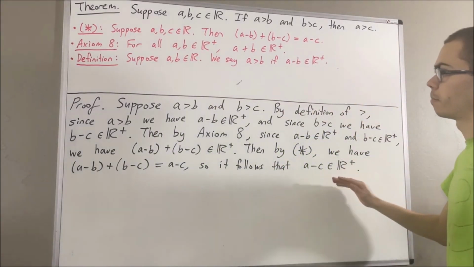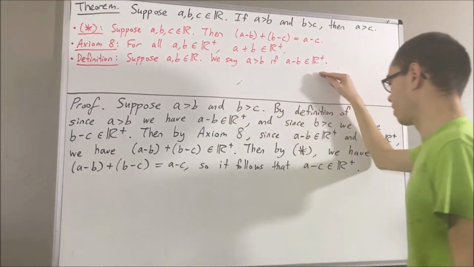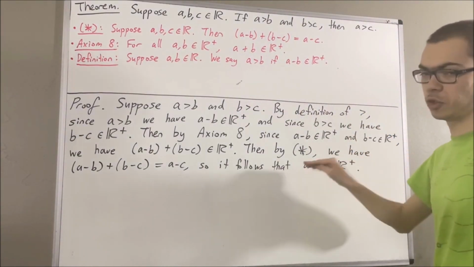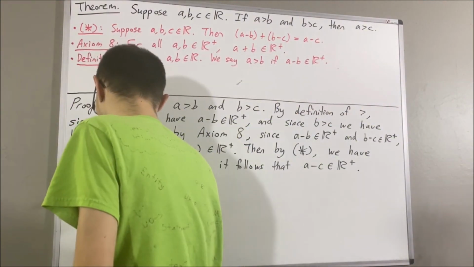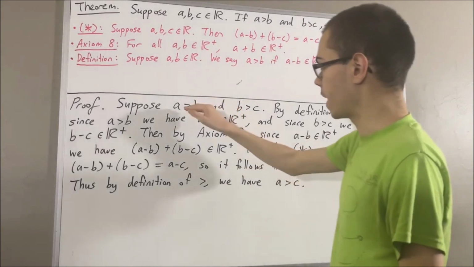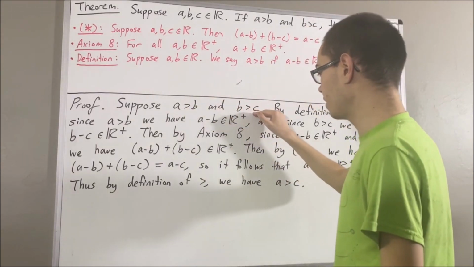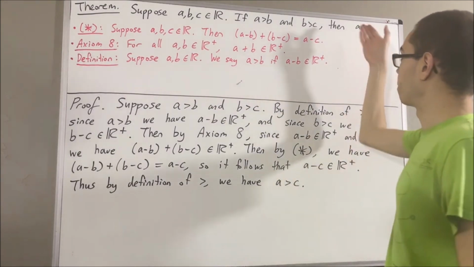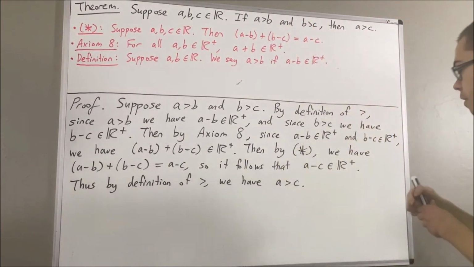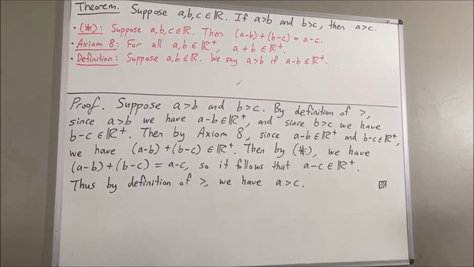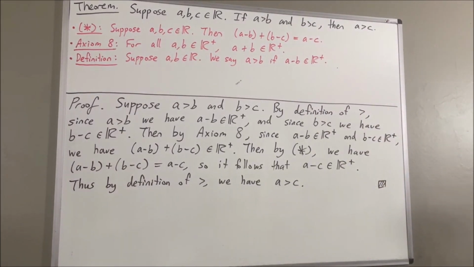But then, by definition of greater than, since A minus C is a positive real number, that tells us A is greater than C. And so, we have shown if A is greater than B and B is greater than C, then A is greater than C. And that is exactly what we wanted to prove. So this completes the proof. And so yeah, that's pretty much it for this video.